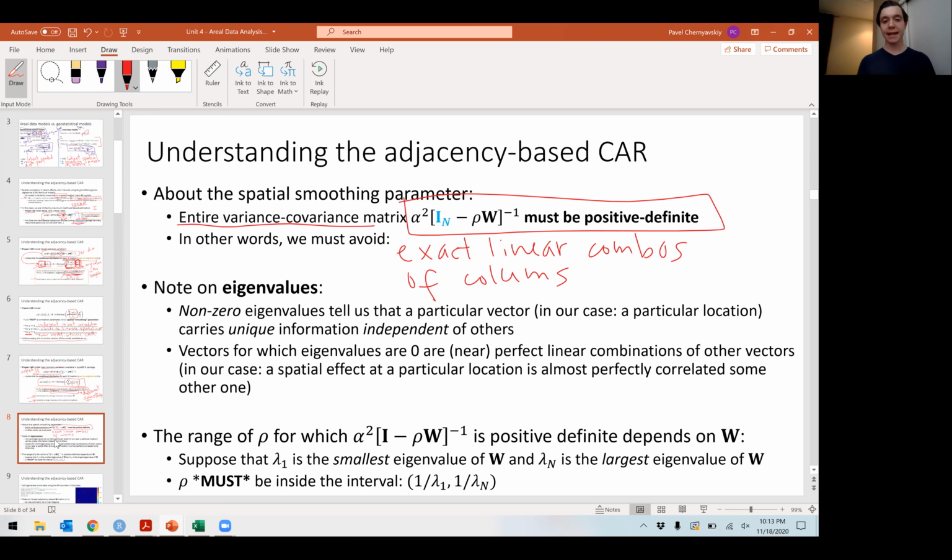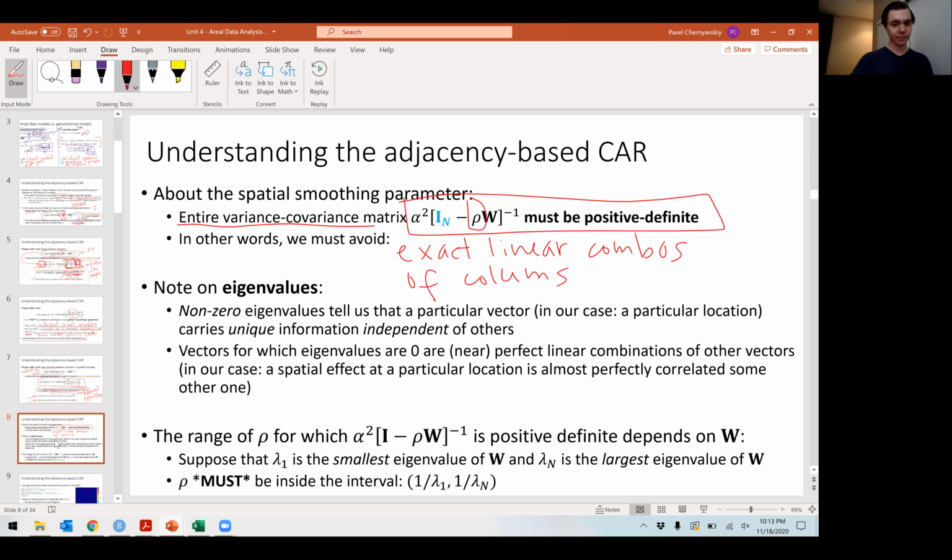And if we write our variance covariance matrix this way, apparently there is a small range of rho for which that matrix is positive definite. There's only a small range of rho for which this entire matrix is positive definite and therefore valid to be used inside of a multivariate normal distribution.